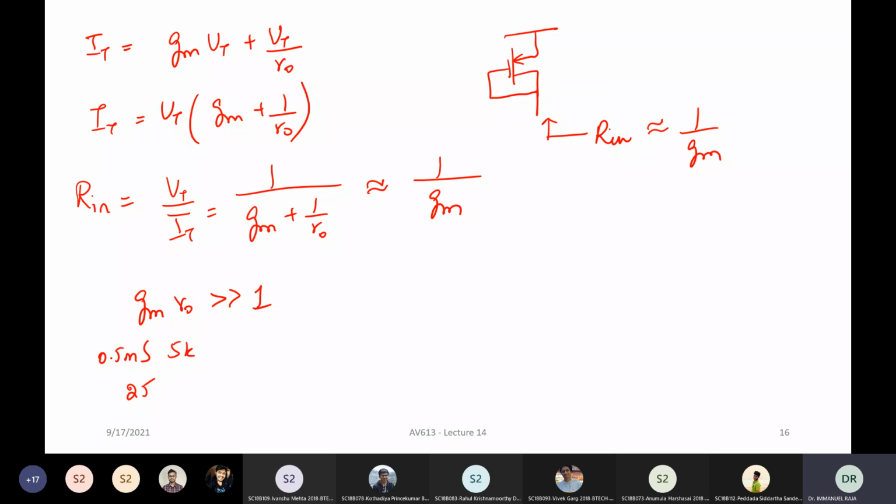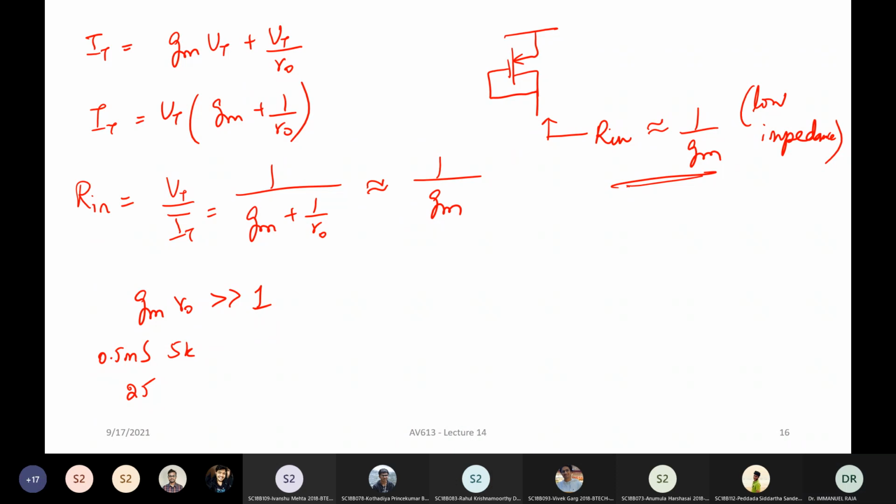Now, what is 1 over gm? 1 over gm is quite a low value. 1 over gm is not a very high value. So it is a low impedance.